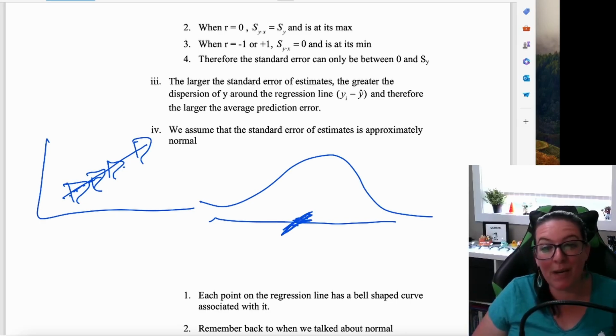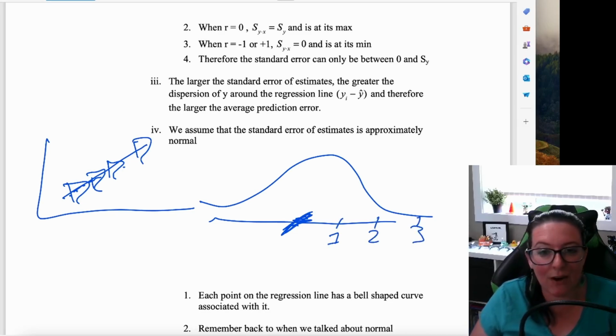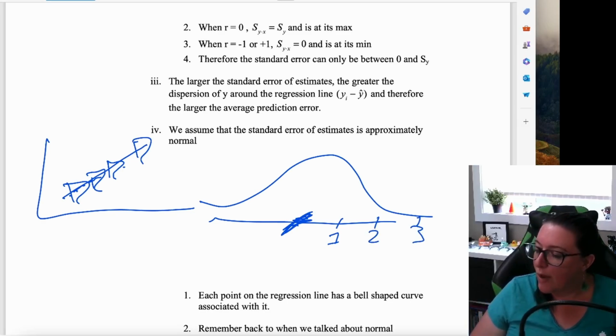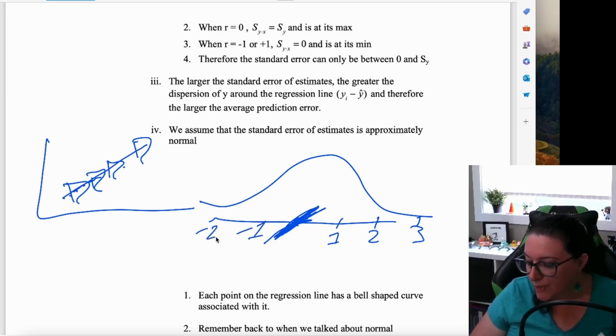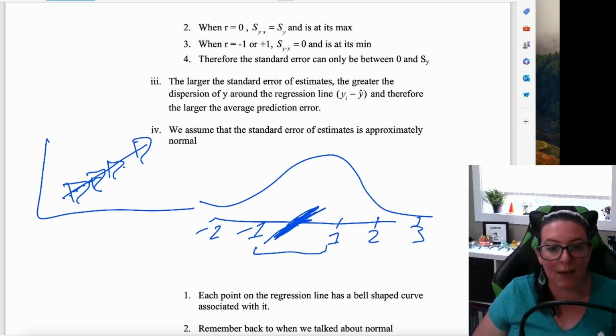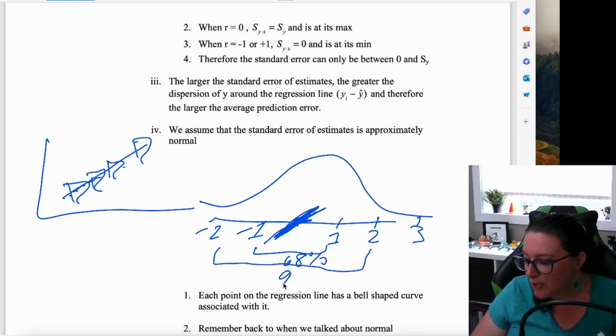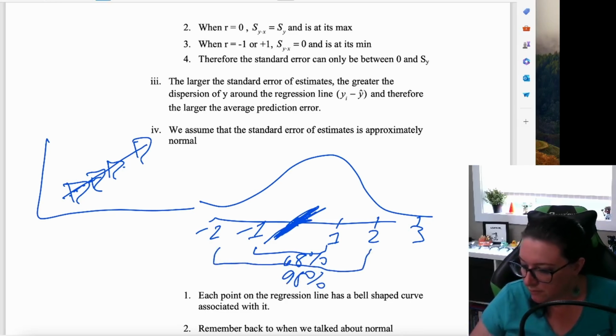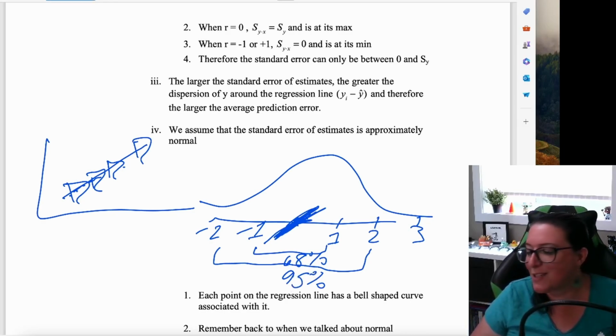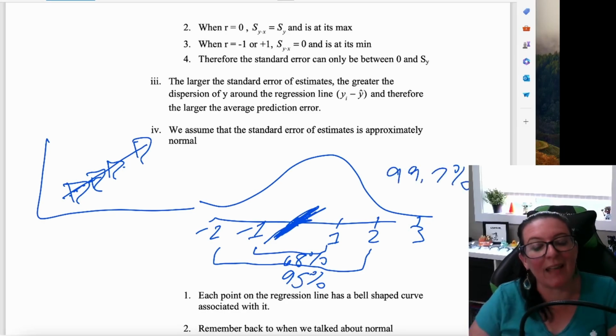And so we can use the empirical rule, right? So 1 standard deviation, 2 standard deviations, 3 standard deviations. Our regression line goes through right through the middle, and most of the actual data should be within 1 standard deviation of that regression line. In fact, that's 68% of the data. And then 2 standard deviations should be about 95% of the data. And 3 standard deviations should be 99.7% of the data. This is that empirical rule that I keep bringing up.